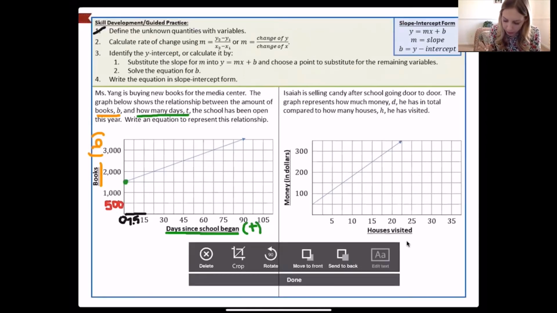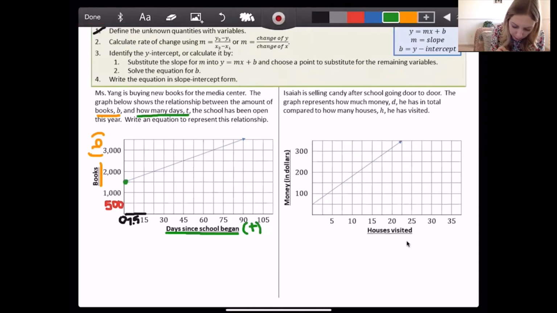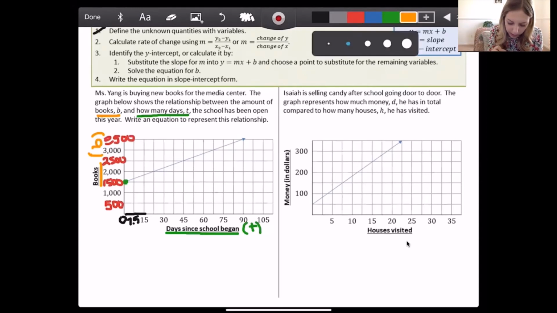If it's 500 and then 1,000, and then this would be 1,500, then 2,000, then 2,500, 3,000, and then 3,500. Okay, so my first point on this graph is going to be 0 and 1,500. I need to pick 2 points. Okay, then I'm going to pick this point right here.